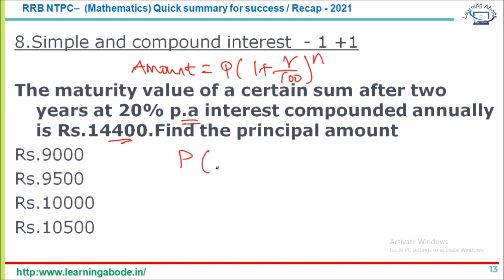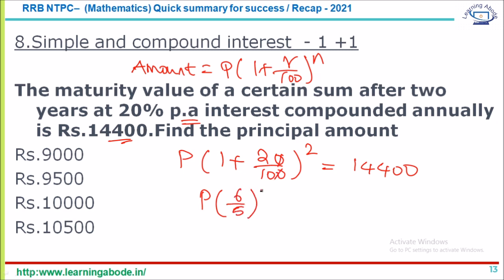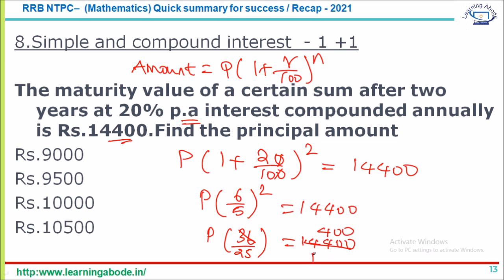So P into, principal is what we have to find out. 1 plus R is 20%, and twice. Now that is equal to 14,400. So P into, this is like 1 by 5, so this is like 6 by 5 whole square. Now that is equal to 14,400. And so P into 36 by 25 is equal to 14,400. So 36, this is like 400 times. So P is equal to 400 into 25.